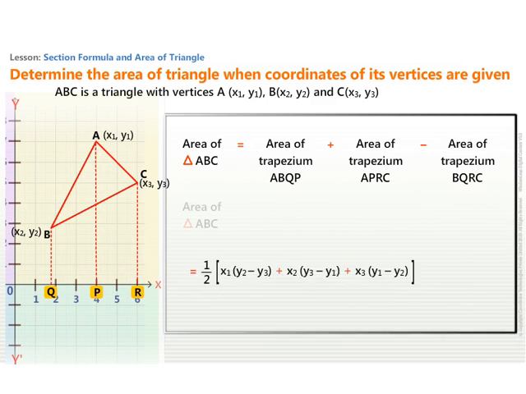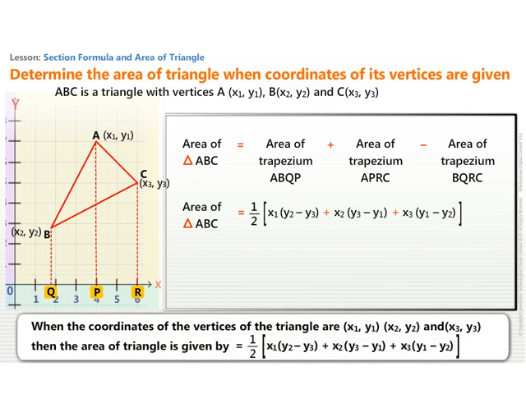What do you conclude from this? When the coordinates of the vertices of a triangle are (x1, y1), (x2, y2) and (x3, y3), then the area of the triangle is given by half into [x1 (y2 minus y3) plus x2 (y3 minus y1) plus x3 (y1 minus y2)].